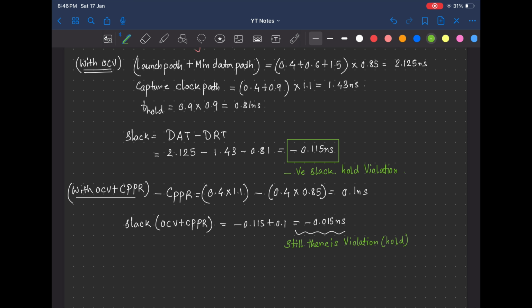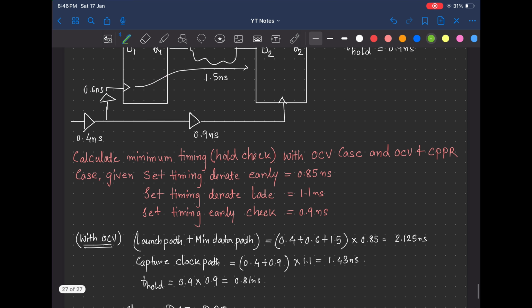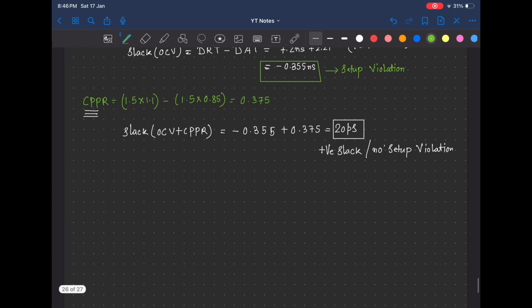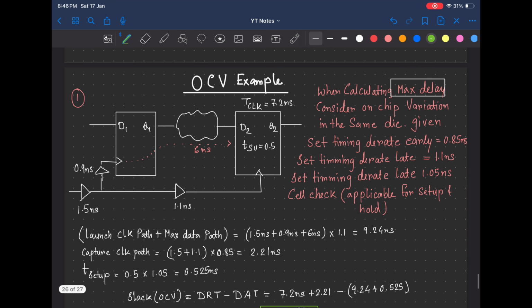So with these two examples, we saw how setup time, maximum time and minimum time can be calculated under OCV, and also without OCV, with common path pessimism removal. I hope you understand with these examples.